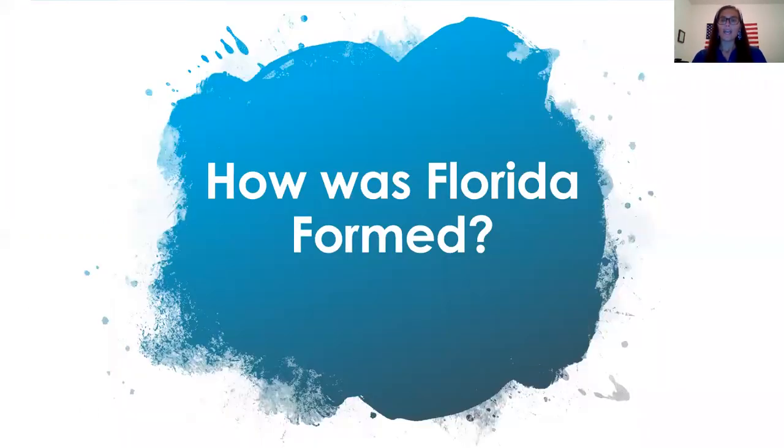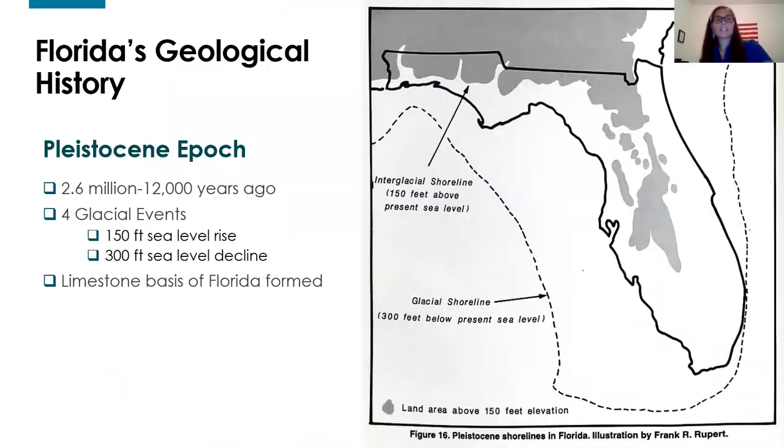First and foremost, how was Florida formed? This is a really important question to ask because this kind of gives glimpses into why things are the way they are today. So I'm going to take you back to 12,000 to 2.6 million years ago to the Pleistocene epoch. So we are currently in the Holocene epoch, the time of man, but I want to bring you back to right before then. And we had four very significant glacial events in North America during this time frame.